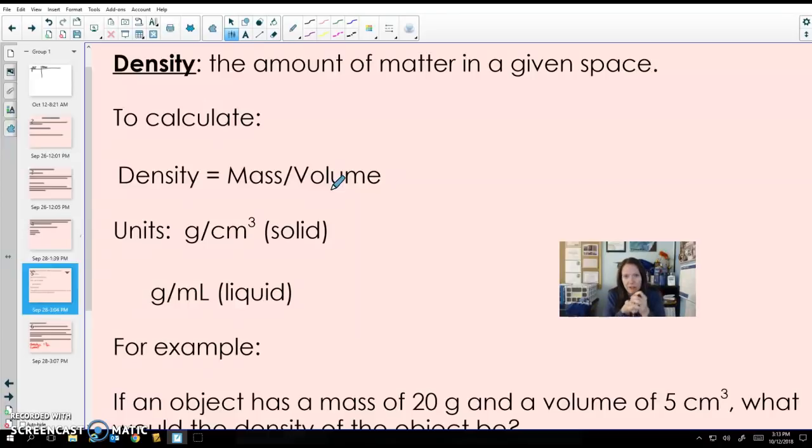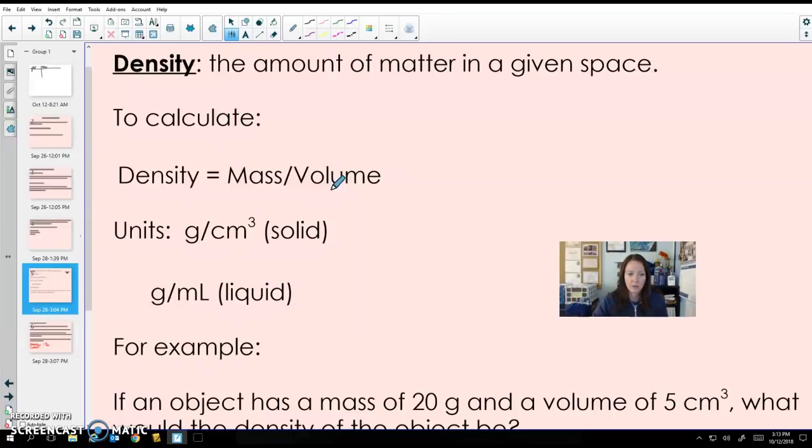So how much stuff is crammed into a space? So the more stuff that's crammed in, the denser the substance or object is. The less stuff, the less dense it is. So for example, air, it's very spread out, is not a very dense substance. Whereas, let's see, even like this eraser, right? The eraser has much more matter crammed into that little volume than the air would have in that same space.